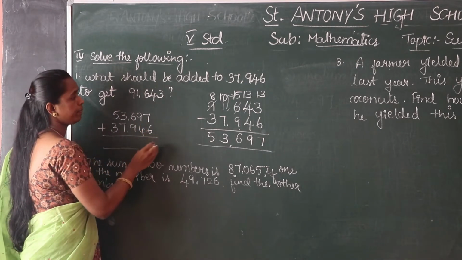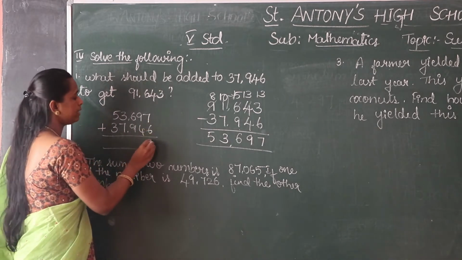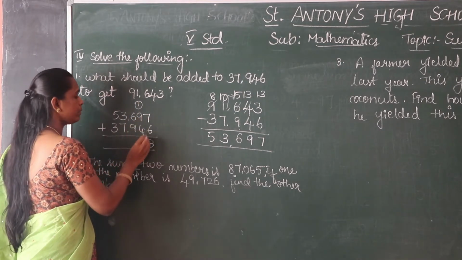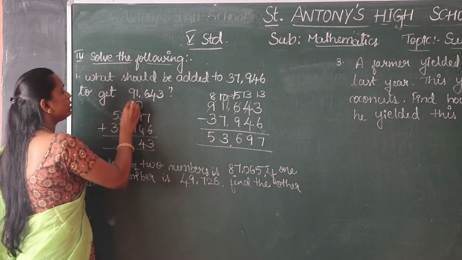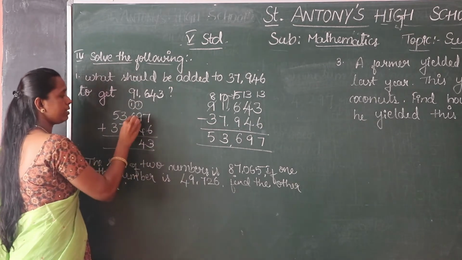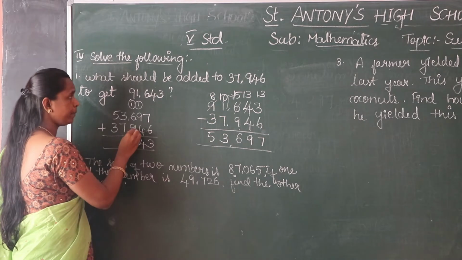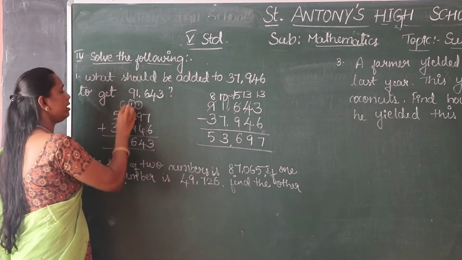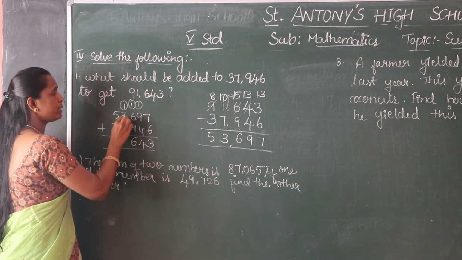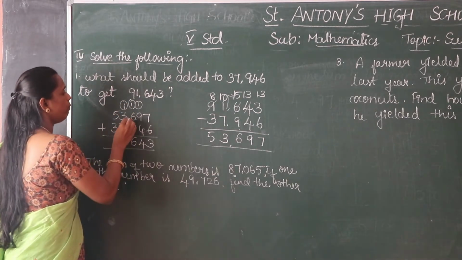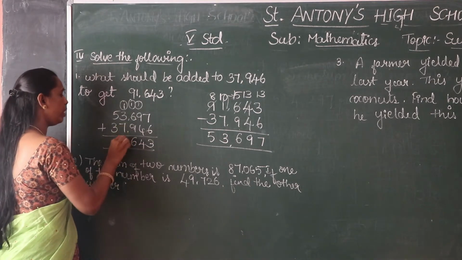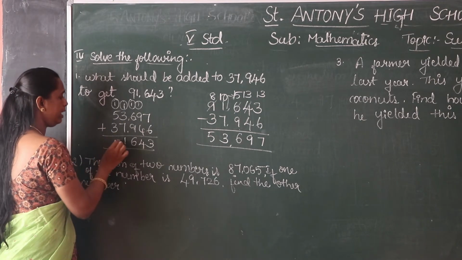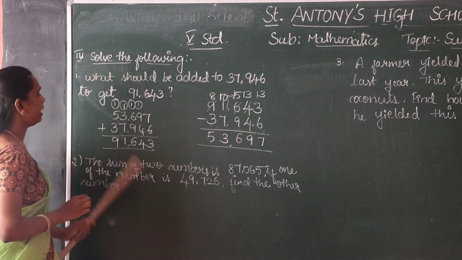7 plus 6, 13. 3 write down, 1 carry. 1 plus 9, 10. 10 plus 4, 14. 4 here, so write down 4, 1 carry. 1 plus 6, 7. 7 plus 9, 16. 6 here. 1 is the carry. 1 plus 3, 4. 4 plus 7, 11. For that write down 1 and 1 as a carry. 1 plus 5, 6. 6 plus 3, 9. So the answer is right.